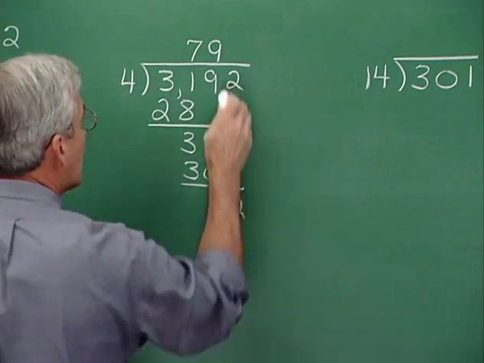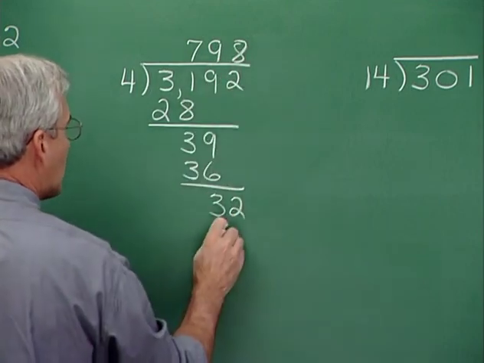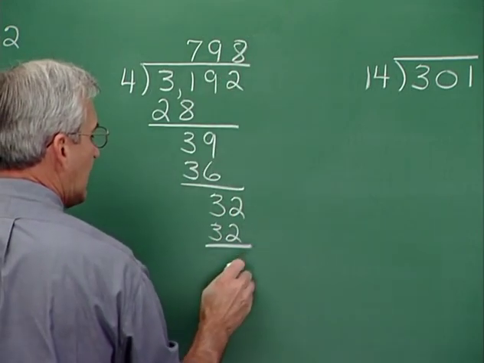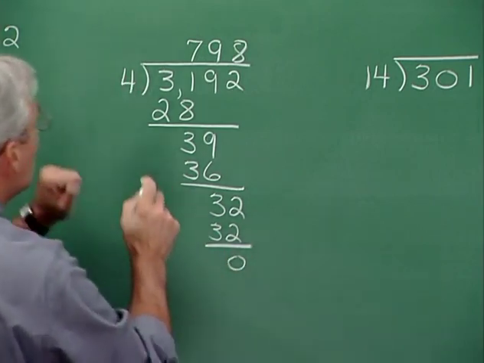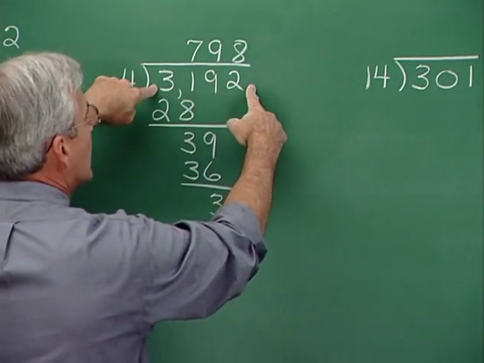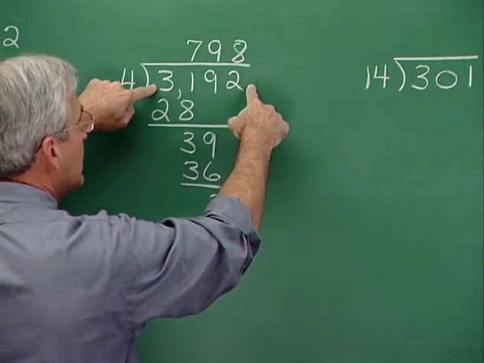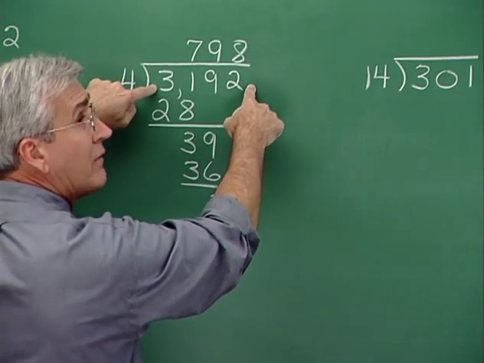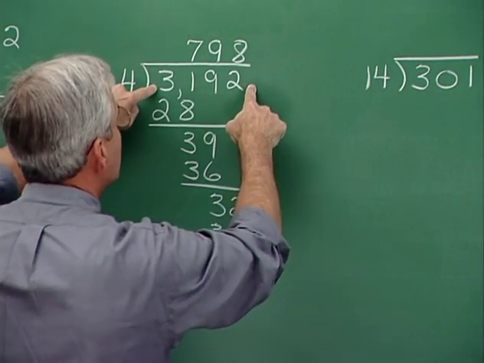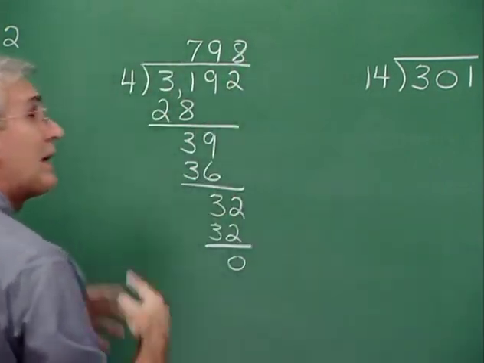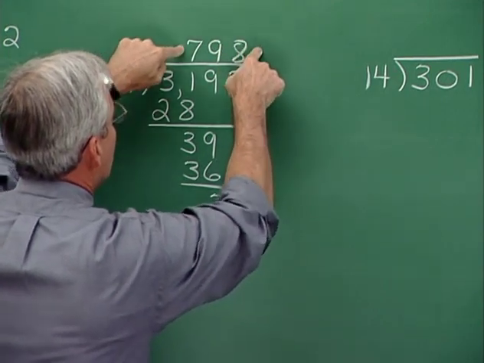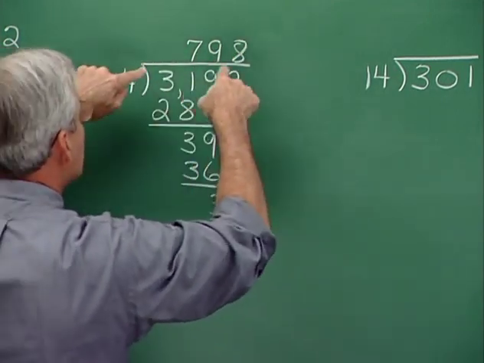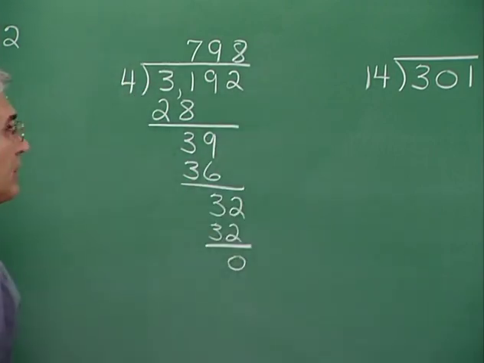4 into 32 goes 8. 8 times 4 is 32. We draw the line, subtract, and get a remainder of 0. So when the remainder is 0, we say that 4 goes into this number, 3,192, evenly, a whole number of times, and that number is 798. We could check our work by verifying that 798 times 4 is indeed 3,192.